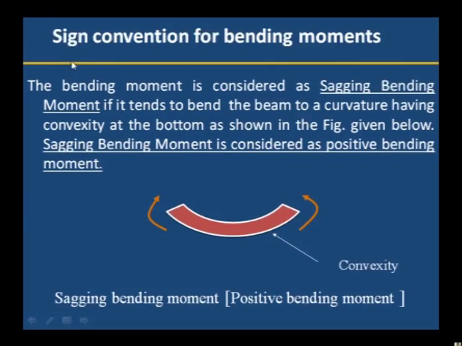We use some conventions for bending moment calculation, in the same way we consider the upward and downward forces in shear force calculation. The bending moment is considered a sagging bending moment if it tends to bend the beam to a curvature having convexity at the bottom, as shown in the figure. Here we can see the figure. If the beam is bending like this, then it is known as a sagging bending moment. This sagging bending moment is also called a positive bending moment.